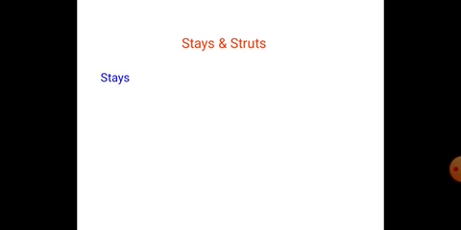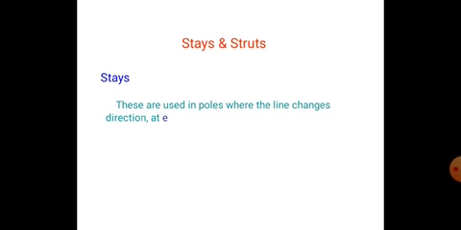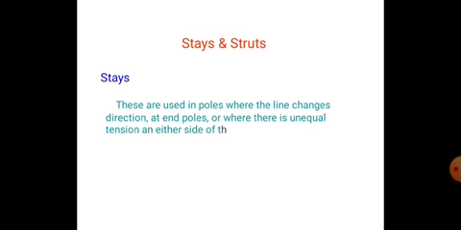Stays and struts. These are used in poles where the line changes direction at the end of poles, or where there is unequal tension on either side of the pole. Stays are used in poles where the line changes direction at the end of poles, or where there is unequal tension on either side of the pole.